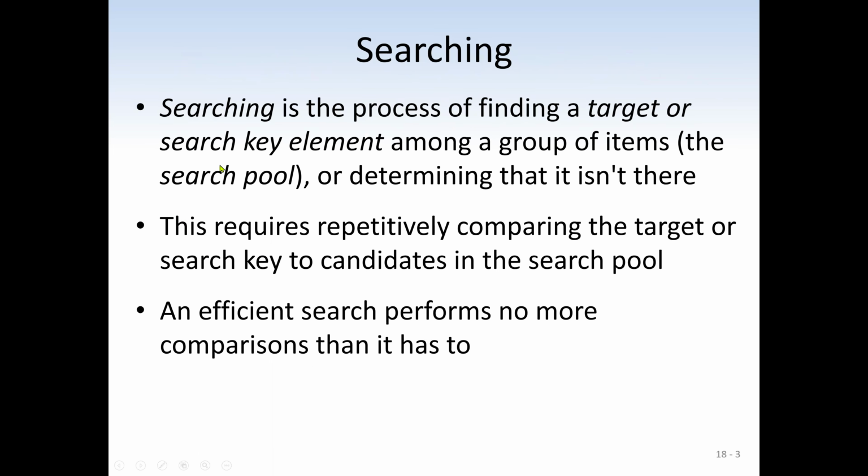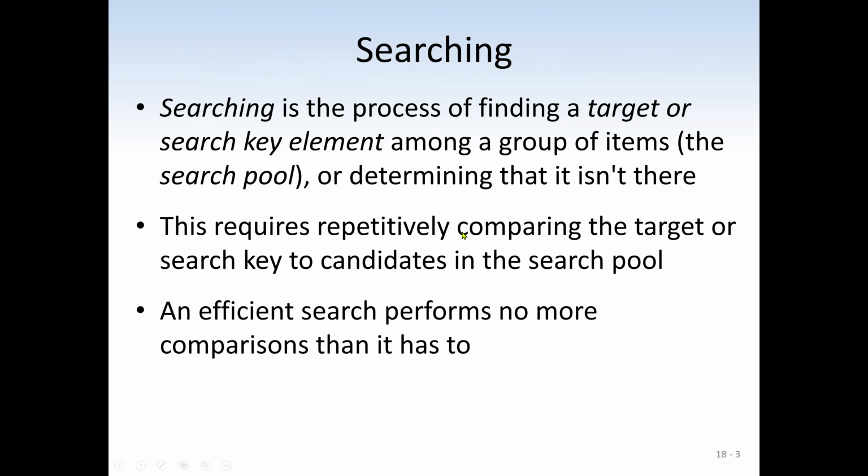So first we start with what is searching. Searching is the process of finding a target or a search key element among a group of items, which we call the search pool, or determine that it isn't there. So again, an example would be, we have a list of items, let's say 7, 8, 10, and we are searching for 2. So the search key will be 2, and the search pool will be the 3 values.